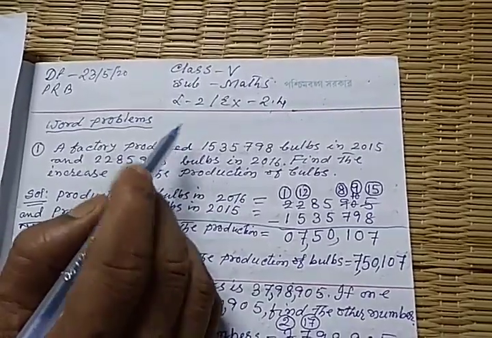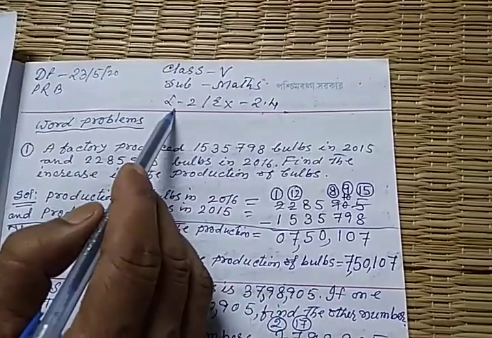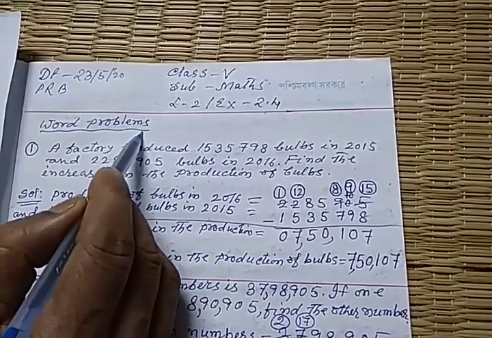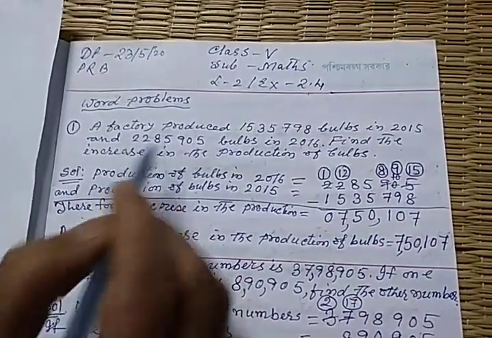Today, we will start exercise number 2.4 from lesson number 2. Our today's work will be word problems. We will solve some word problems from this chapter.